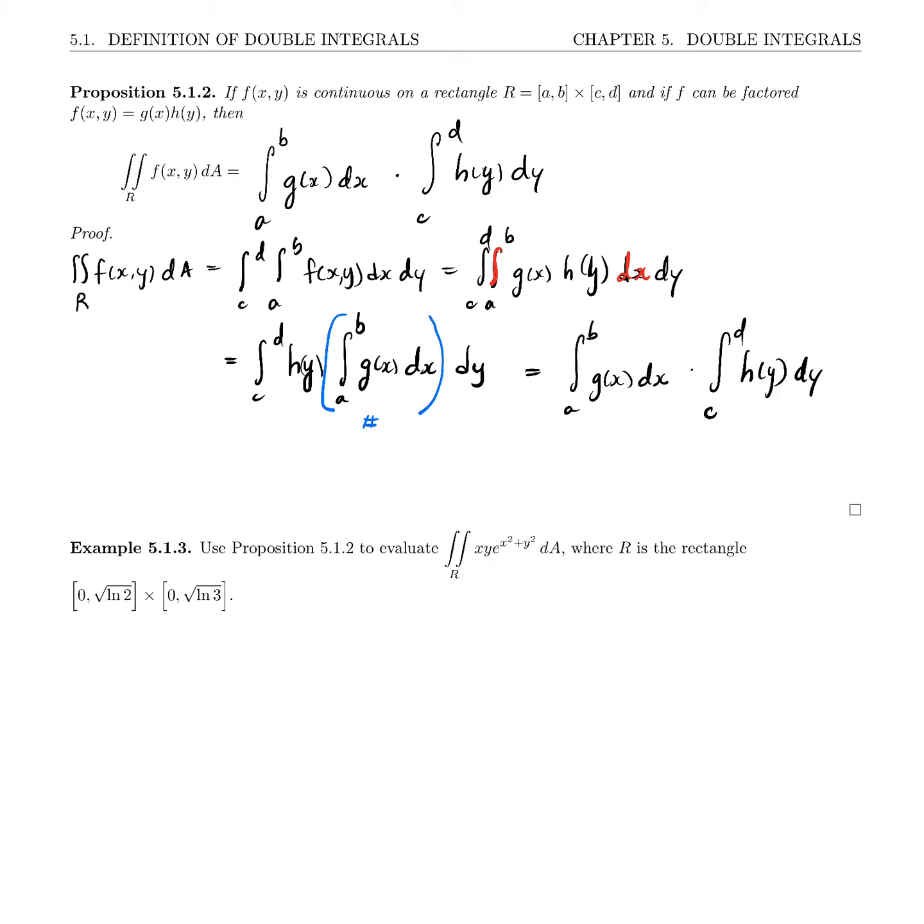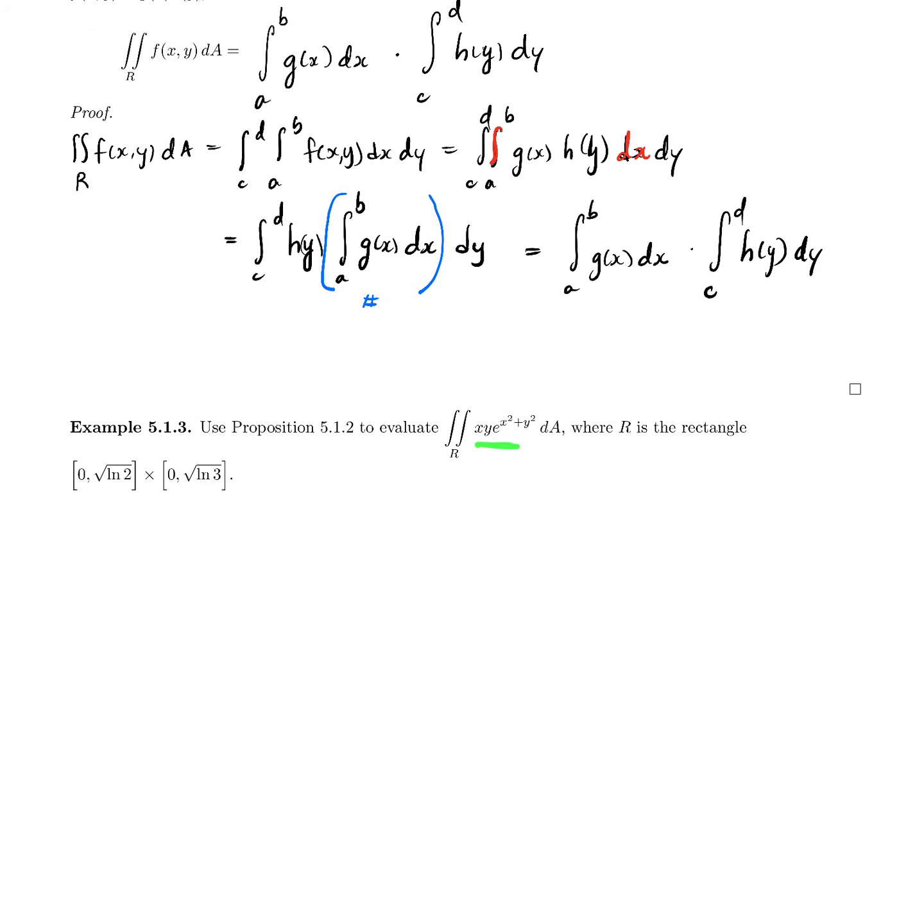In a very special case where f can be factored, you can evaluate a double integral as the product of two single integrals. So let's go and do that in example 5.1.3. This says use proposition 5.1.2 to evaluate this double integral where R is the rectangle 0 to the root of ln 2 times 0 to the root of ln 3. All right, so to be able to do that, we have to say that our function f of x, y factors. So let's let f of x, y be this x y times e to the x squared plus y squared.